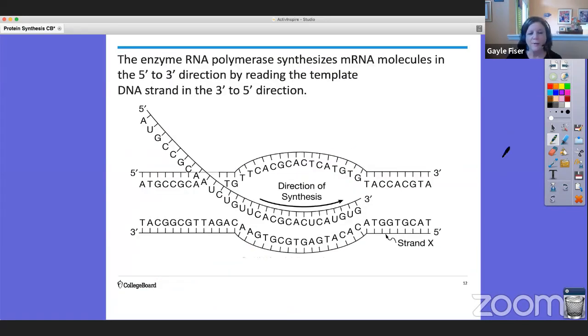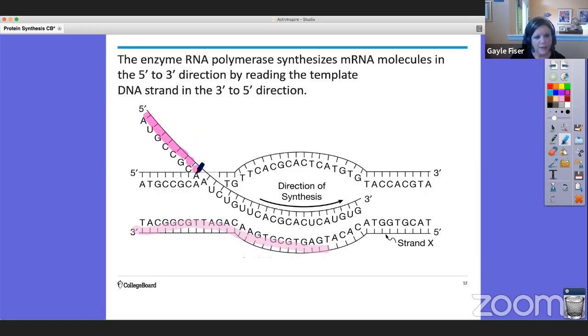All right, so the enzyme RNA polymerase synthesizes messenger RNA molecules in the 5' to 3' direction by reading the template DNA strand in the 3' to 5' direction. So, like I just said, this is your template strand, right? And so your messenger RNA will be assembled to be complementary to that template strand. So here's T, A, U, etc. And it's assembled in 5' to 3'.